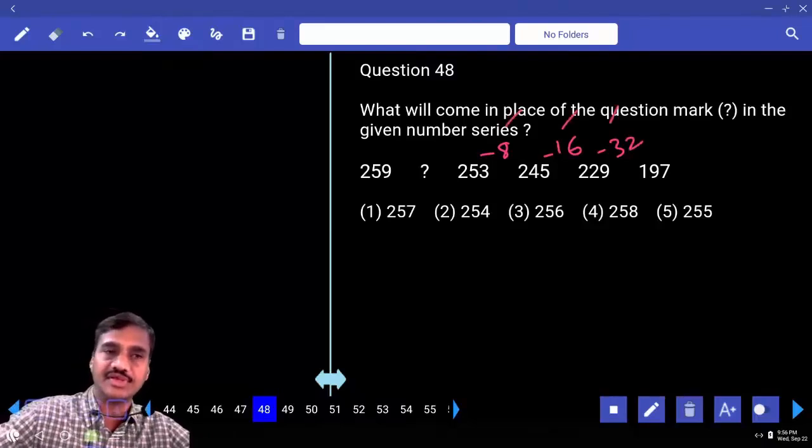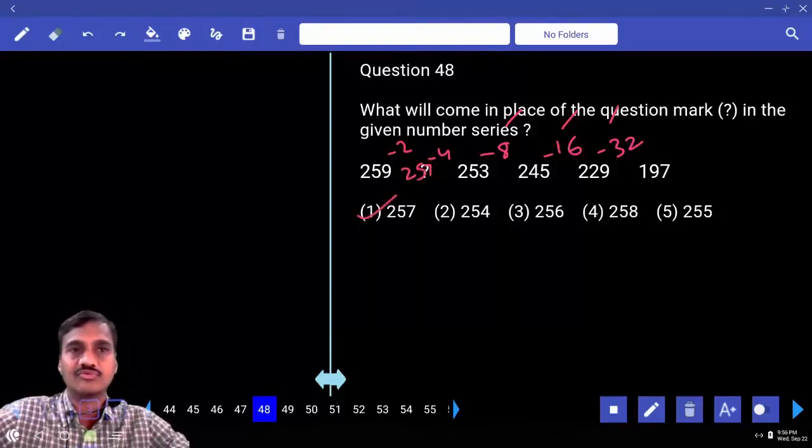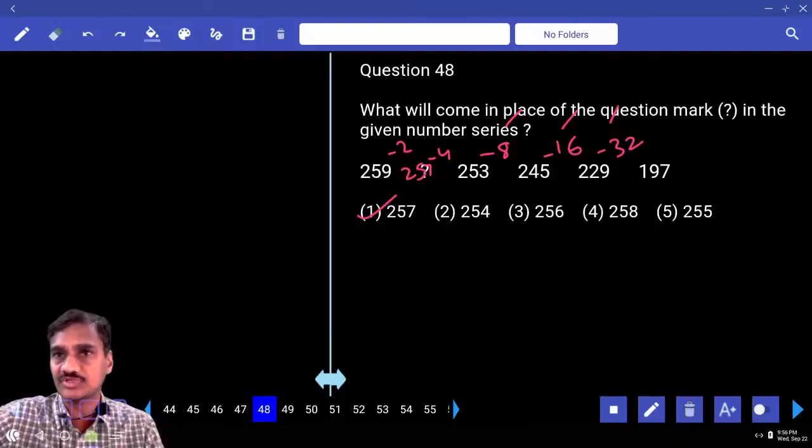32, 16, 8. 32 divided by 2 is 16. 16 divided by 2 is 8. 8 divided by 2, 4. 4 divided by 2, 2. And so 259 minus 2, 257, minus 4, 253. What is the missing number here? 257, choice 2. Now the difference between the numbers: 2, 4, 8, 16, 32. That was 48.